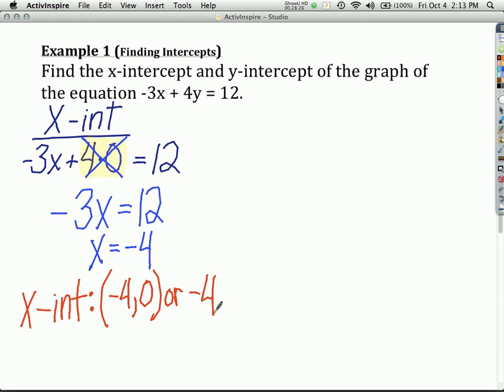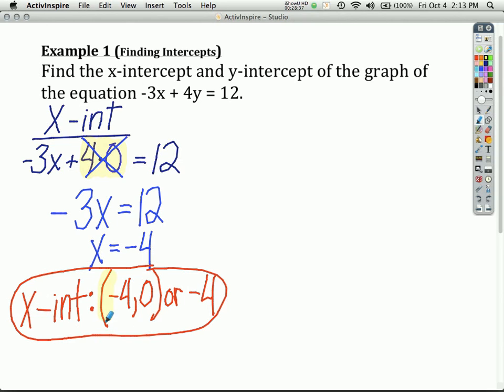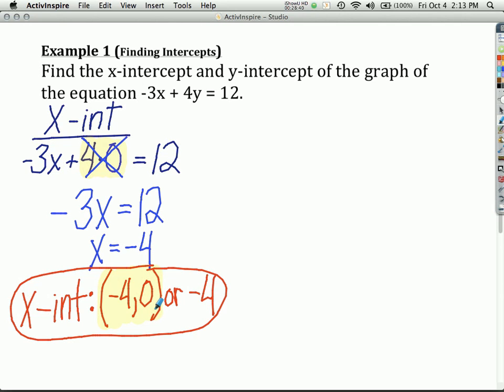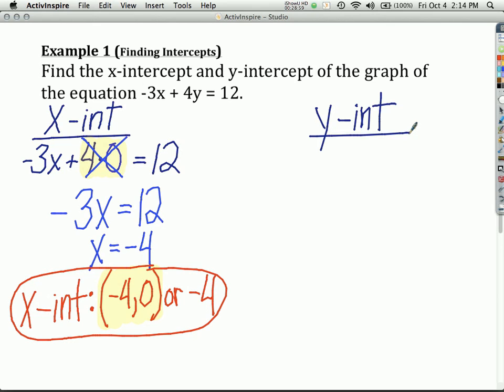I don't care. I will understand, and I will mark both of them correct. But writing it as an ordered pair shows a deeper understanding of what we're studying. So this is preferred and more advanced, but the other is acceptable. Does anyone have any questions on this process for finding the x-intercept? Good, so now we're going to do the same thing with the y-intercept. Except, instead of replacing y with 0, we're now going to replace the x with a 0.